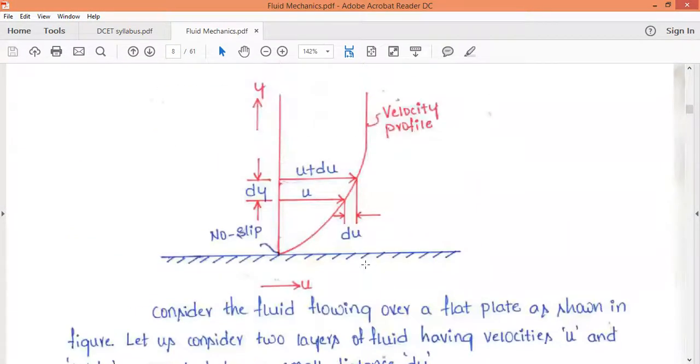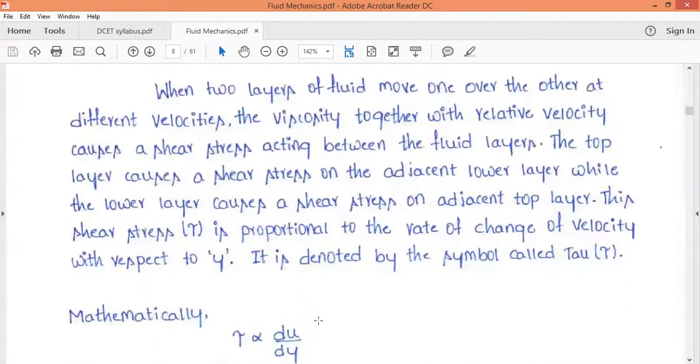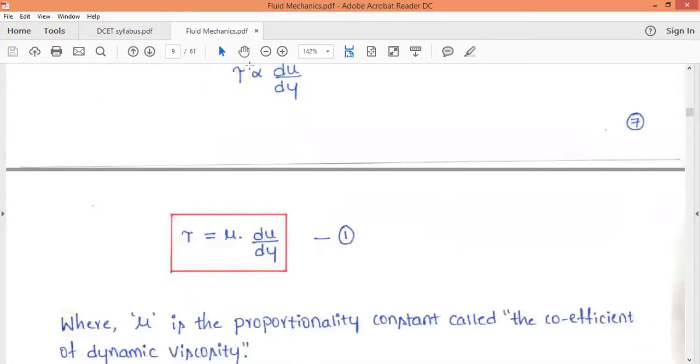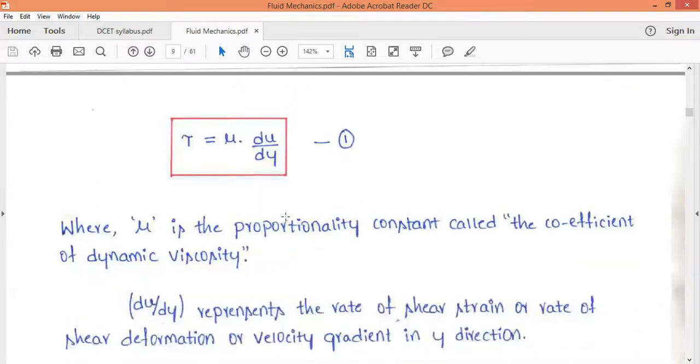Now, in this case, the bottom layer is going to exert resistance to the flow of the top layer. In turn, the top layer is going to exert resistance to the movement of the bottom layer. This resistance, along with the viscosity of the fluid, causes the shear stress tau, and that shear stress tau is directly proportional to the velocity gradient du by dy. Du is the change in velocity, dy is the small distance between the layers, so the shear stress is equal to mu into du by dy, where mu is the proportionality constant called the coefficient of dynamic viscosity, right?